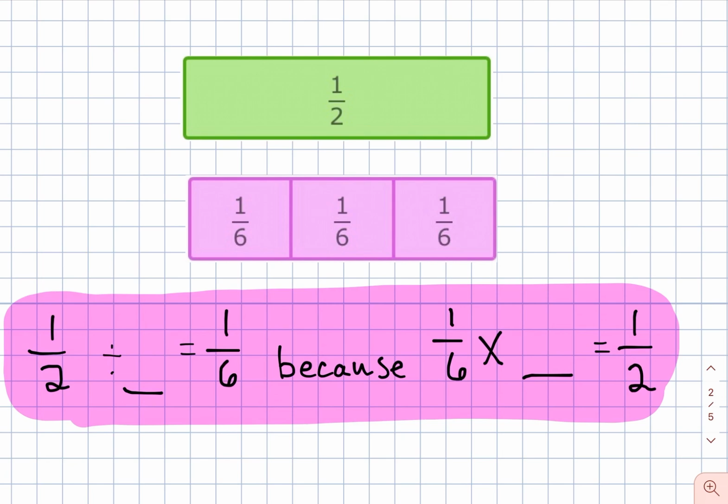All right, if you've solved this on your own, go ahead and watch how I've solved this. I see that 1/2 divided by 1, 2, 3 pieces equals 1/6. Because 1/6 times 3 equals 1/2. See, these are kind of opposites, or a reciprocal, we could say.